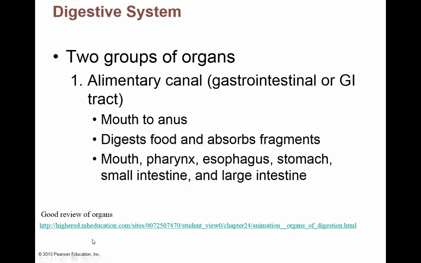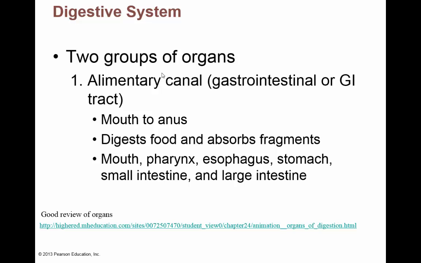All right, well, we're going to actually watch this video quick. The digestive system is split into two groups of organs. The first group of organs is known as the alimentary canal, also known as the gastrointestinal tract or the GI tract. Usually I refer to it as GI tract, it's easier to say, which means gastrointestinal.